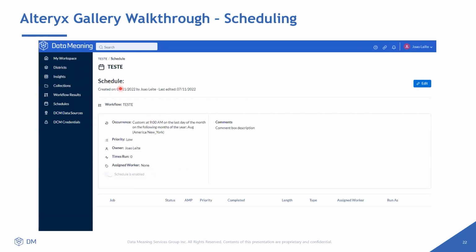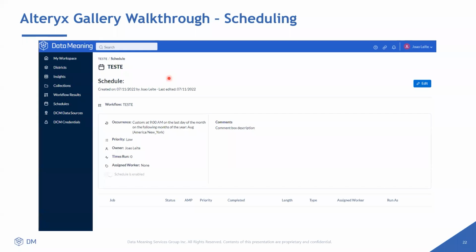Now I created a custom example here. So you can see that it's going to run at 9 a.m. on the last day of the month of August. So every year on the last day of August, this workflow will run.